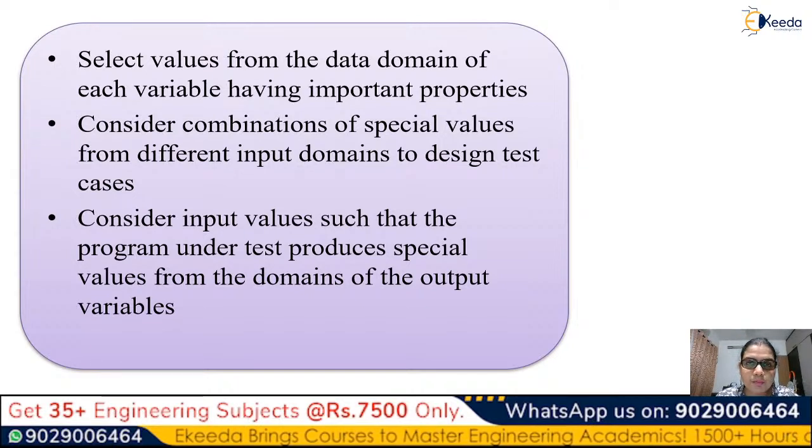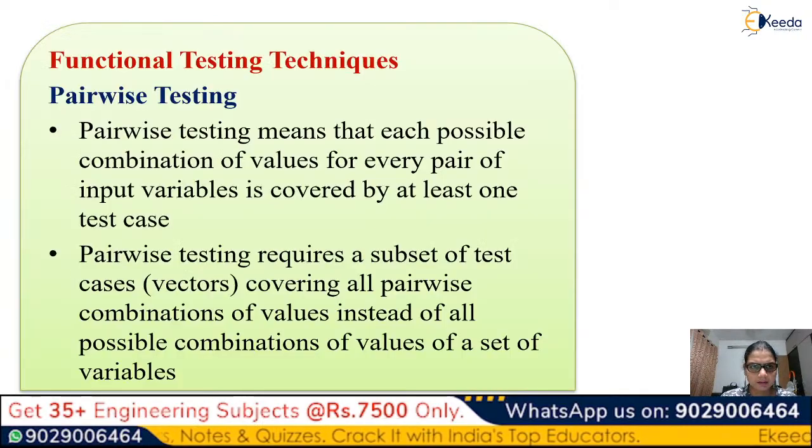Then you have to understand the set of inputs and the set of outputs expected. First, you enter the input, transform it with the help of the function, you transform the input to output and get those domain values. So considering those input values, the program under test produces special values from the domain of the output variables. Now, what are the techniques? You understood functional testing. Now how do you do it? There are a number of ways.